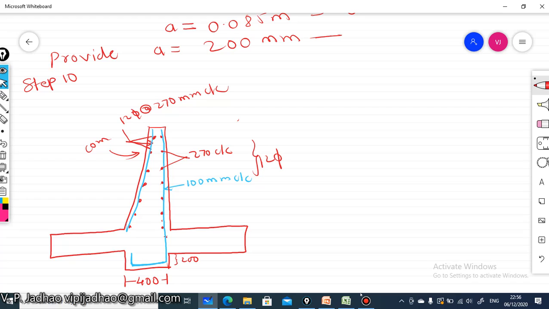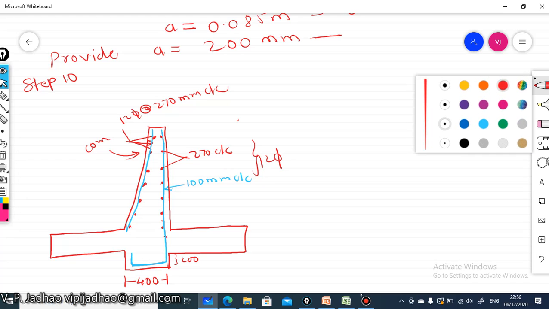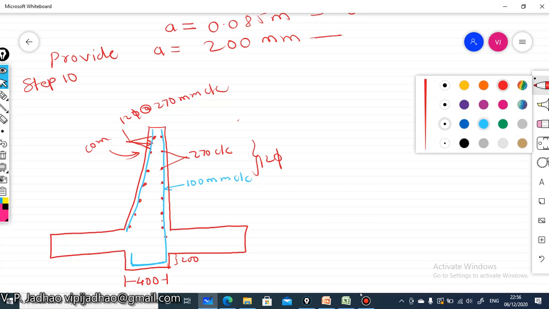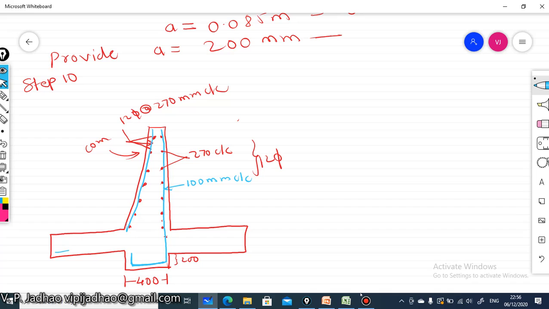Now we have to provide the steel reinforcement for the toe slab. This is the main steel reinforcement provided here. Proper development length should be provided, and it should be horizontal only. Some distribution steel is also required to be provided.